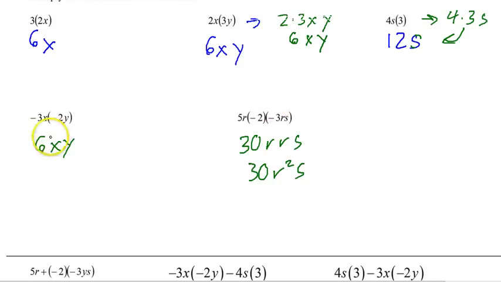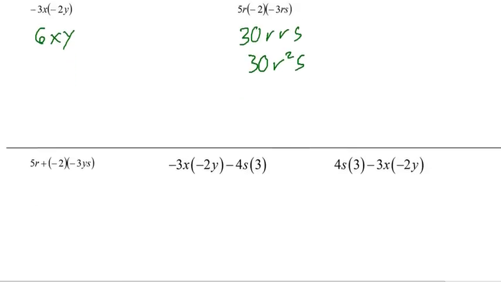And here's what you should have. So negative 3 times negative 2 is 6, and then it's xy. And then we have 5 times negative 2, which is negative 10. Negative 10 times negative 3 is 30, or that's 6 times 5, which is 30. And then we have rrs, and then r times r is r squared. And that's it.